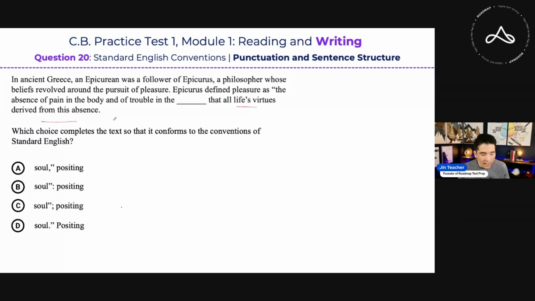So plugging in answer choice A is going to help out. Now the first thing that I notice here, you guys, is that one of the things you're tested on for this particular question is sentence structure.